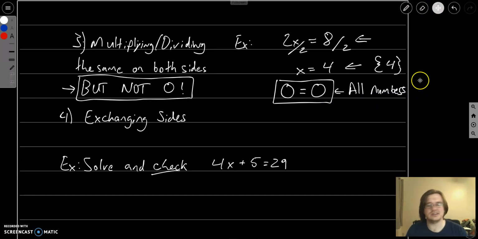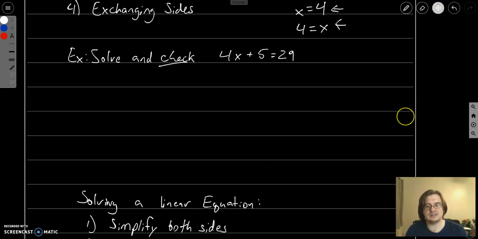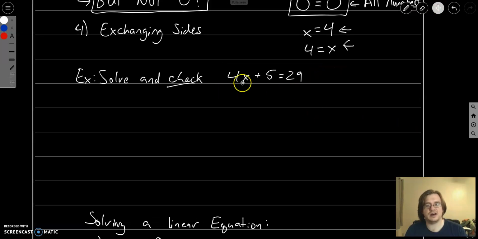The last thing to mention is purely aesthetic. If you switch the sides of an equation, the solution sets stay the same. x is equal to 4 is the same thing as 4 is equal to x. So let's use these techniques to solve this equation. The first thing that I like to do is get all of my x's on one side of the equation and everything without an x on the other side. So we have the 4x there, but we also have a 5.